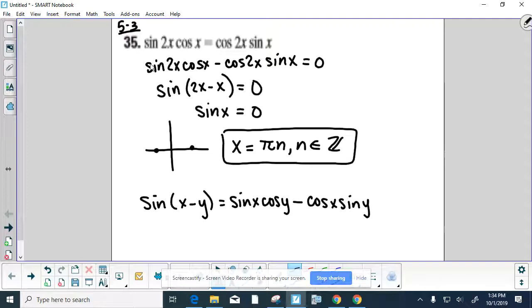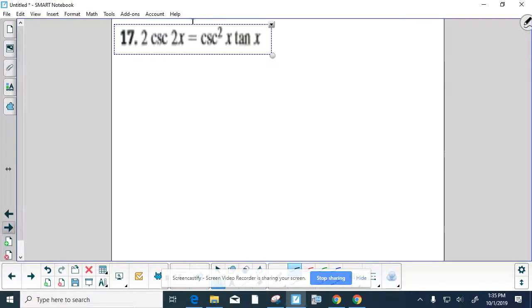Now, could we have theoretically expanded this? Yeah, but no, this is so much easier if you can recognize that. Okay, so let's go to the next one. This is 17 from 5-4.